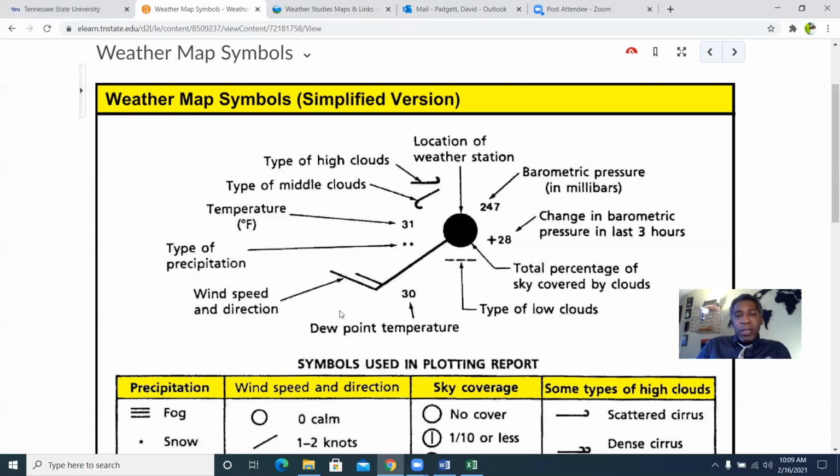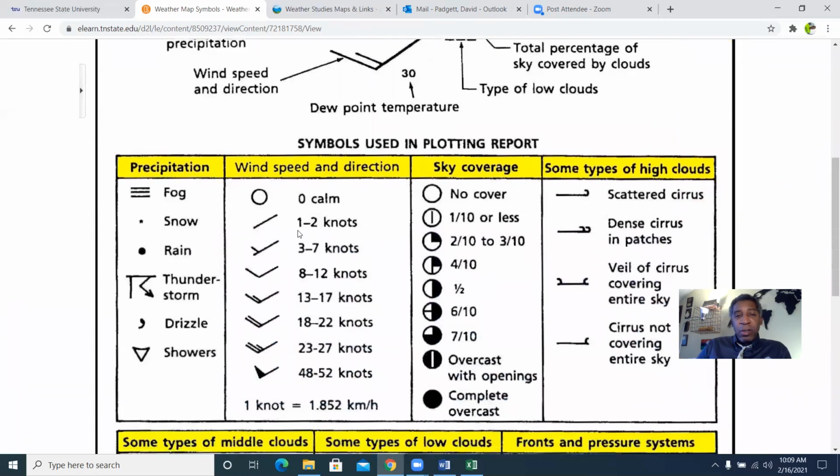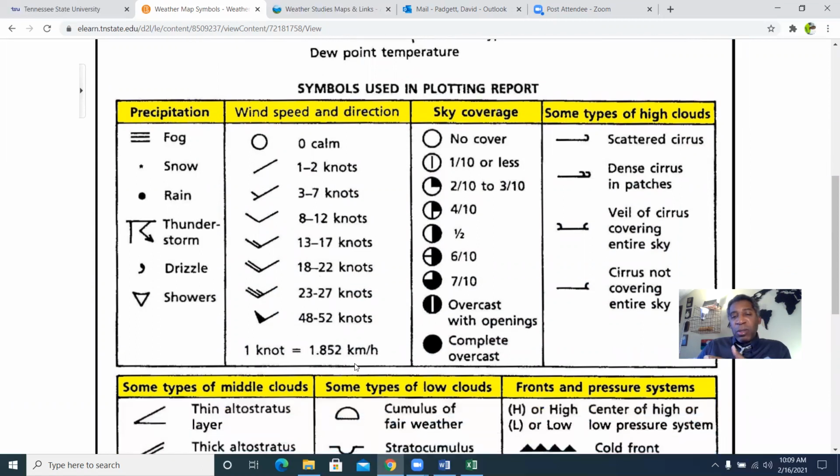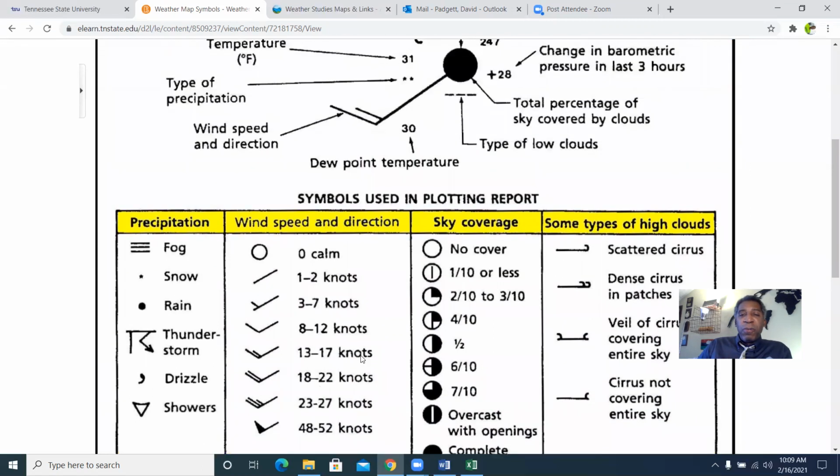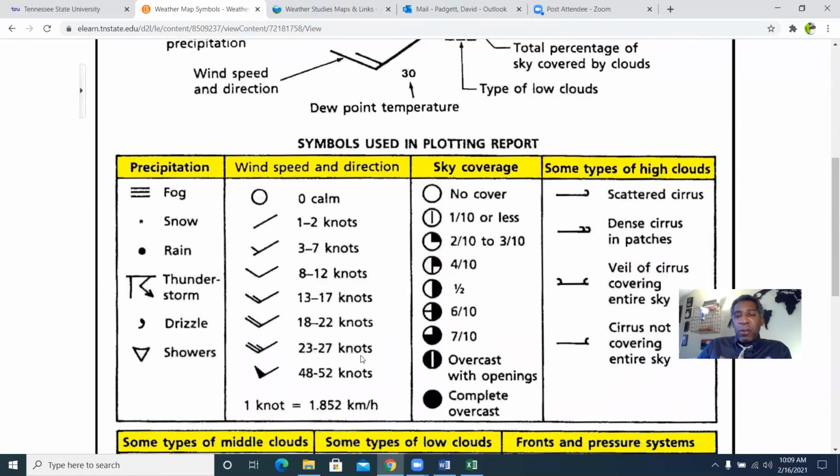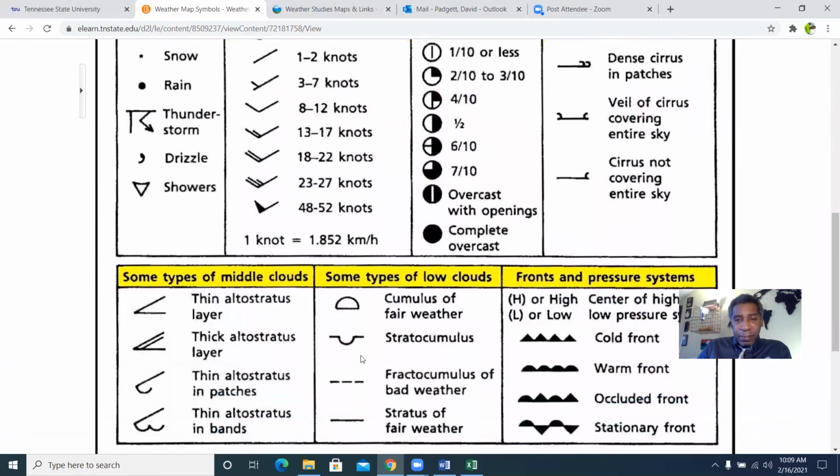Another important thing is the wind direction. In this case, the wind is coming out of the southwest, and you'll see that on the map. These little tick marks are wind speed, and this is in knots. It's measured in knots, and you can convert that to miles per hour easily.